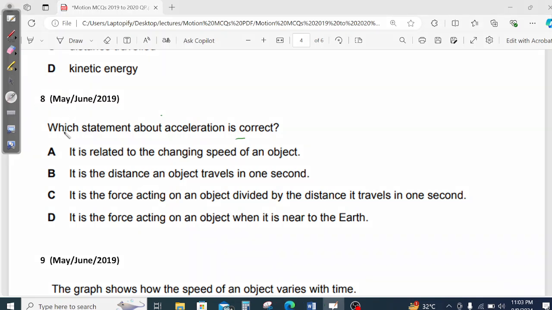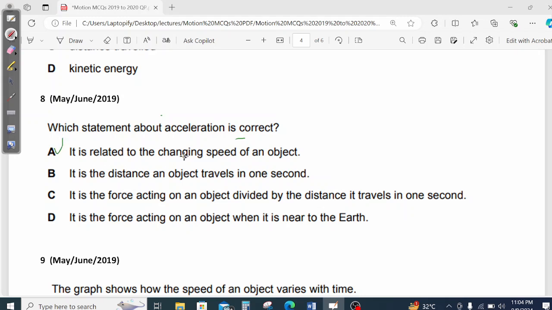Okay, let's move towards question number 8. Which statement about acceleration is correct? Acceleration means the rate of change of speed of the body. So it is called the rate of change of speed of the body. In other words, you can say that the rate of change of velocity of the body is called acceleration. Different parameters can be used, but the meaning is the same. So the first option is your answer.